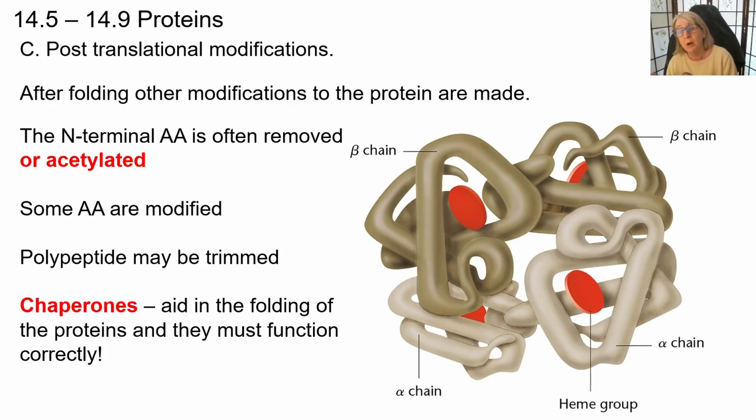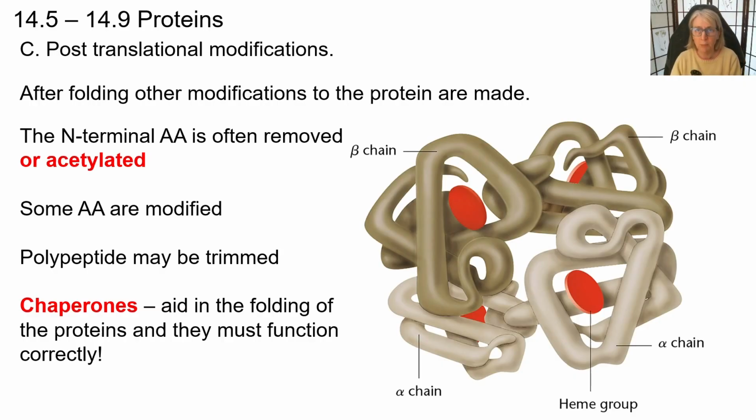When my folding process is done, I often do a couple little steps, and I want to point this out, that I can modify my proteins after they've been folded. I often remove the amino acid on the N terminus, the one that has the amino, the nitrogen holding side free, or I acetylate it. I add an acetyl group to it. Some of the amino acids are modified during a post-translational modification. I can either activate them or deactivate them, put a tag on them.